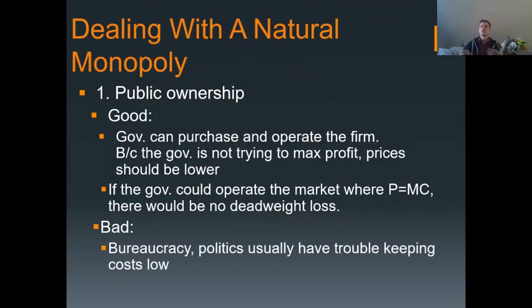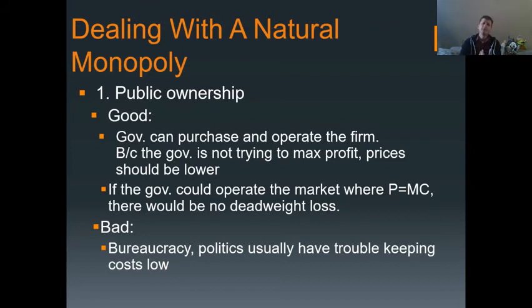So how do you deal with a natural monopoly? Well, you can have public ownership. So think the post office would be a good example of this. The good here is that the government can purchase and operate the firm, and they're not trying to maximize profit. So they can try to minimize the price as much as possible.